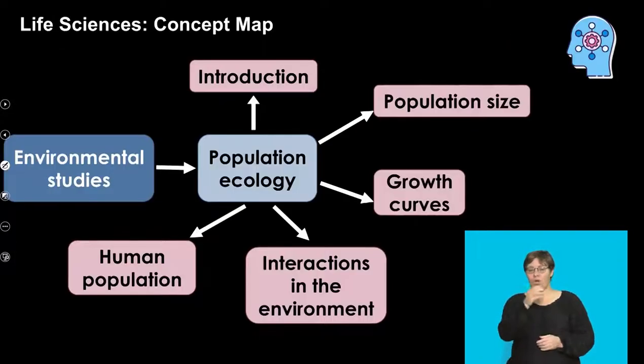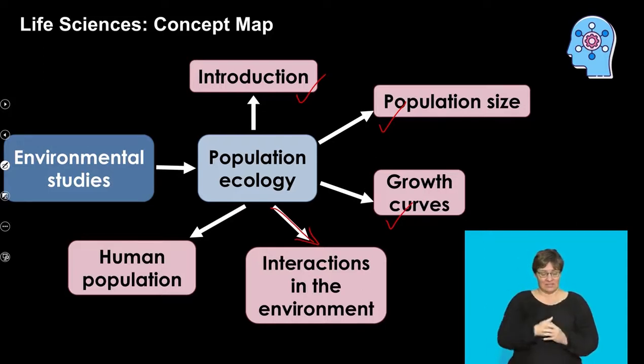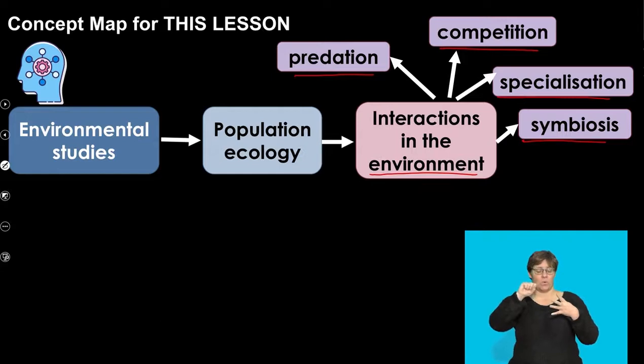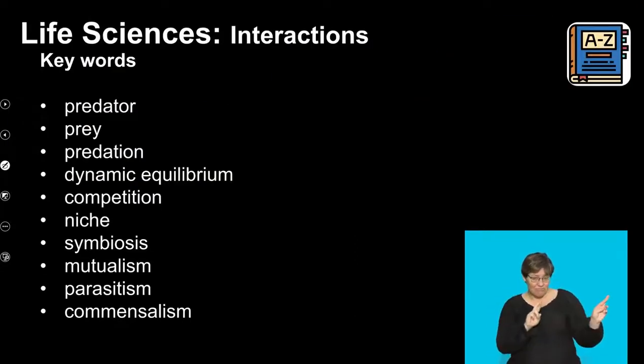So let's have a look at our concept map. We can tick off quite a few sections from previous lessons, and this is where we're focusing today. Interactions in the environment. So let's break down that broad topic. What smaller topics are we going to look at? Well, we're going to be looking at something called predation, competition, specialization, and symbiosis.